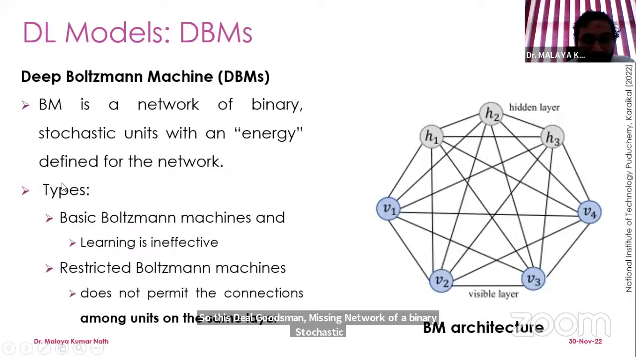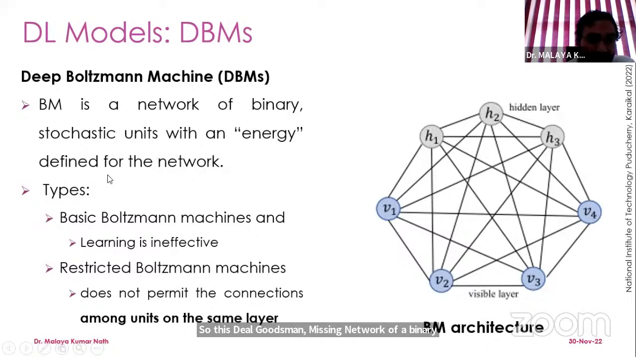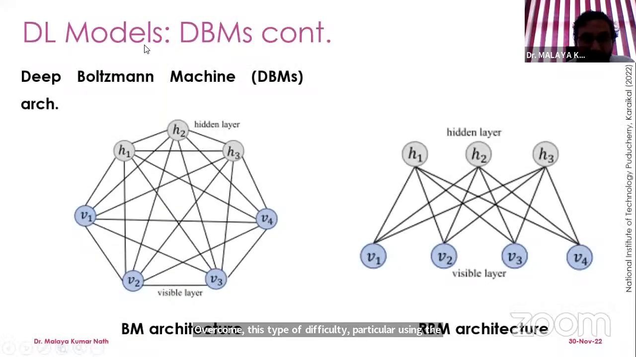And there are two types of Boltzmann machines. In the basic Boltzmann machine, the learning is very ineffective. So in order to overcome this difficulty, people use the restricted Boltzmann machine, which doesn't permit connections among the units of the same layer. Now here is the diagram which shows the Boltzmann machine architecture as well as the restricted Boltzmann machine architecture. In the Boltzmann machine architecture, the nodes of the visible layer are connected to the nodes of the hidden layer. But in the restricted Boltzmann machine architecture, the interconnections between the visible layer nodes are not present.